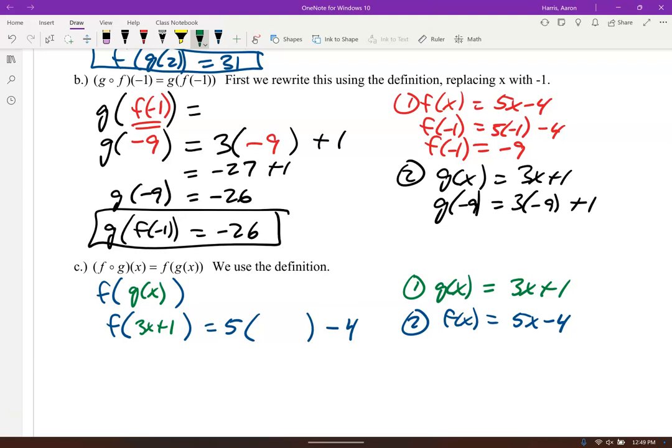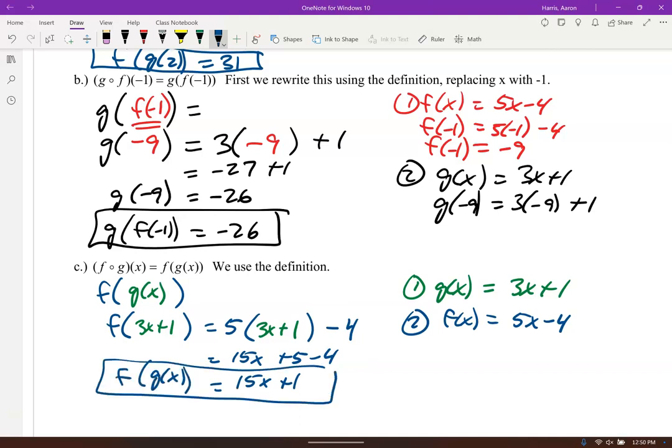So instead of 5x, it's 5, and g is going in. Well, g is 3x plus 1. 5 times 3x plus 1. And now we just finish it off. 15x plus 5 minus 4, 15x plus 1. So that's what f of g of x is. It's 15x plus 1.